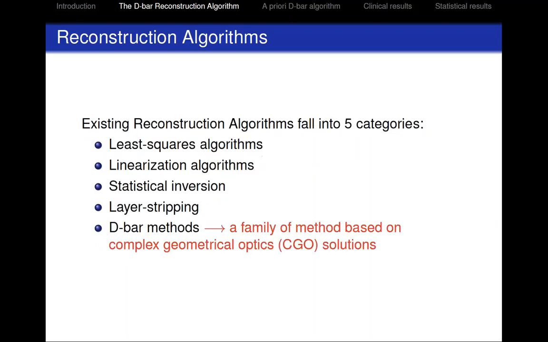And finally, D-bar methods. These are a family of methods based on complex geometrical optics solutions. They get their initiative in Calderón's method with the complex geometrical optics solutions he introduced, but you end up solving a D-bar equation to directly determine the conductivity from the data. So I'm going to go through the steps of one of the D-bar methods in detail here.